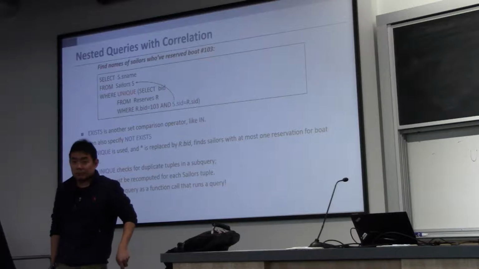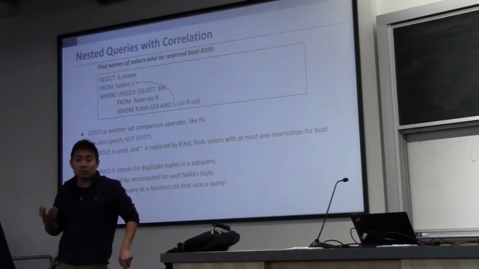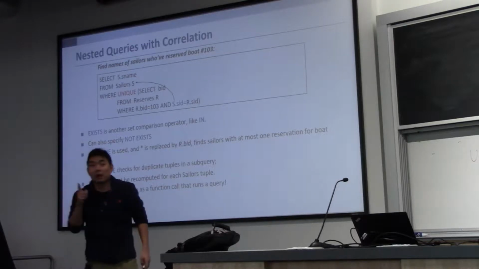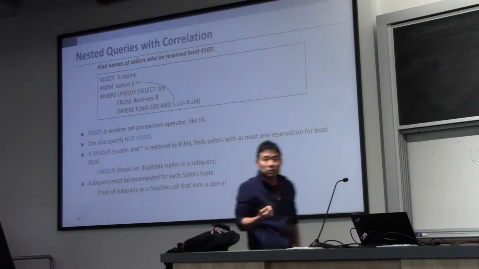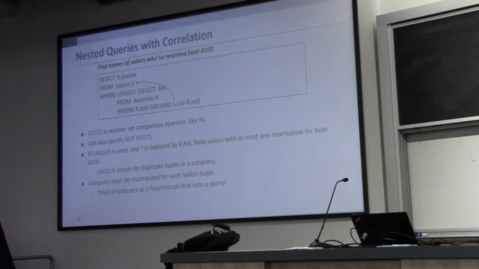With the unique keyword, if it's a multi-set on the inside, does the query return false? It's valid to false means that the current sailor will not be returned. If you reserve 103 more than once, you will not be in the output. But if you reserve 103 exactly once, you will be in the output. In other words, this query finds all the sailors who reserve 103 exactly once.